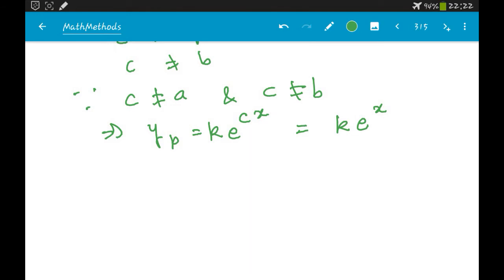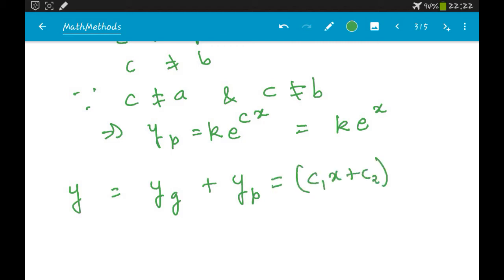Alright. So your solution is going to be, so what is the solution? It is yg plus yp, which is c1x plus c2 e power 3x, plus yp, which is k e power x. Okay, now we are not done here because we still need to find what k is. In such questions c1 and c2 are constants, but this k we definitely need to find. So how are we going to find k?